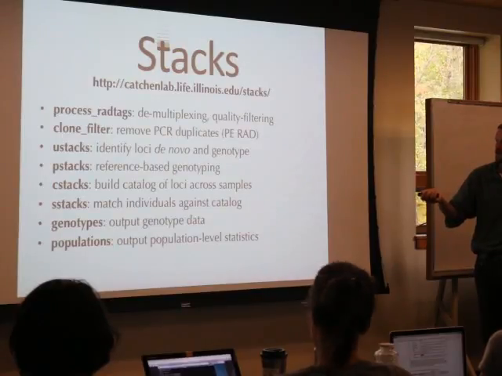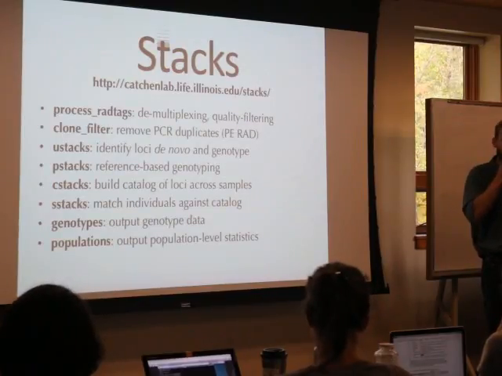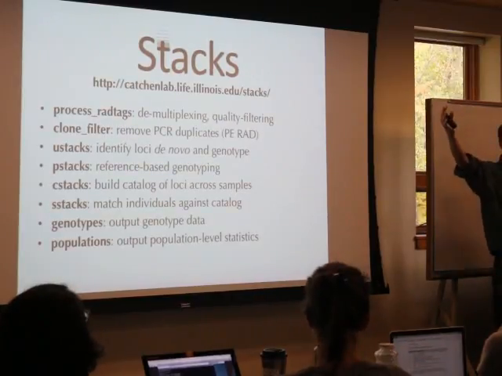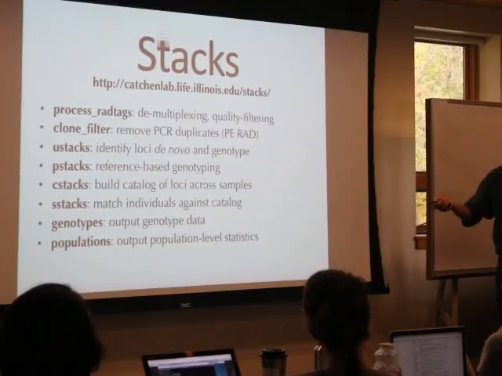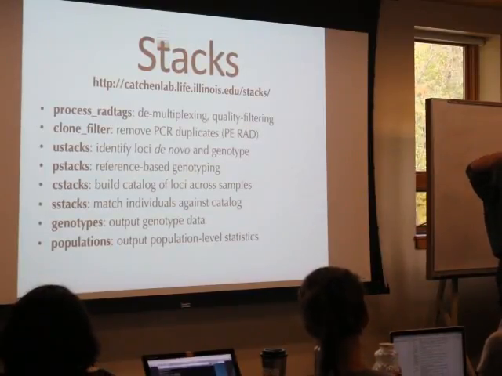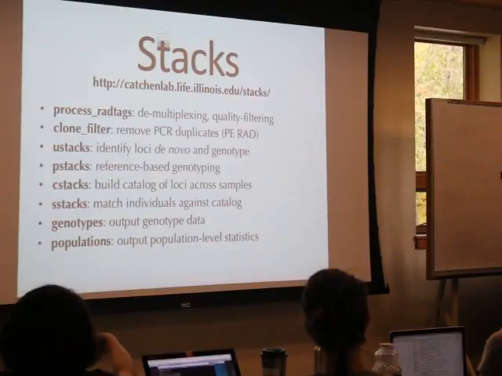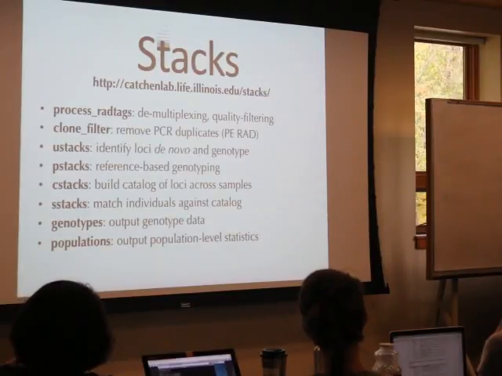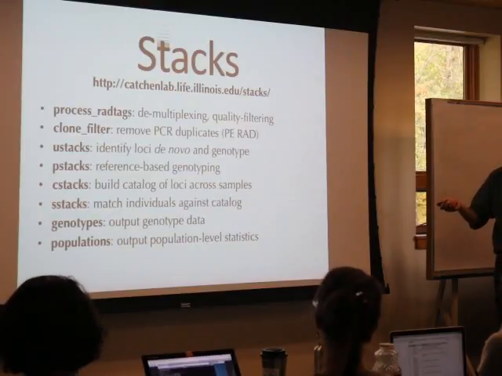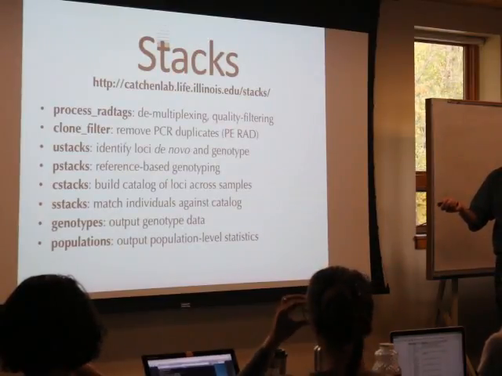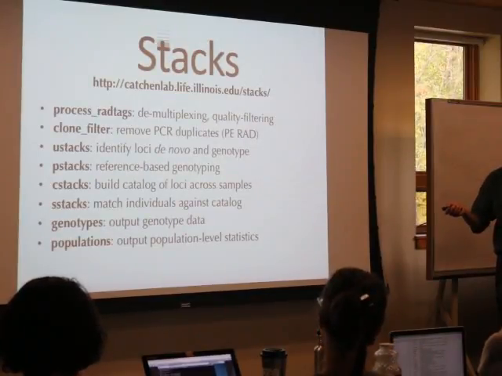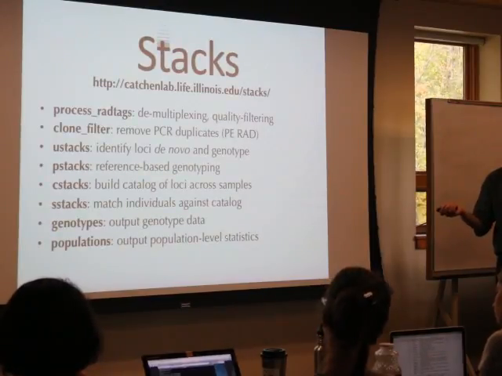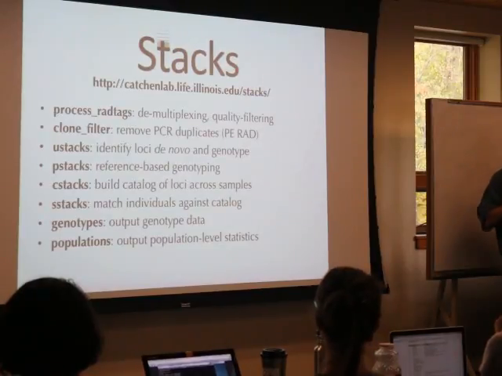And cstacks makes a catalog of loci. Basically, a catalog is just the list of all the loci in the set of samples you have. And then individuals are matched against that catalog, so that now you know which locus is the same across individuals. And then there are a couple of ways to output data. You can output genotype data and use it in downstream software, and this will output data in all sorts of different formats. Or you can do a bunch of population genetic statistics within this program. It's called populations.